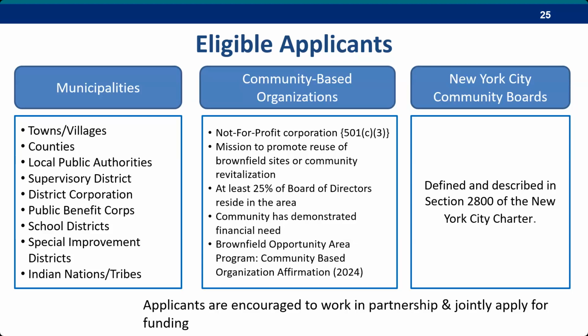Applications submitted by a community-based organization for funding to develop a BOA plan must include a resolution of support from the local municipality with land use authority. In New York City, a resolution of support must be received from the community board in which the BOA is located. Additionally, all community-based organizations shall submit the Brownfield Opportunity Area Program Community-Based Organization Affirmation with their application, stating that the organization did not contribute to contamination within the BOA area, as applicable with relevant statutes and as further outlined in the request for applications this year.